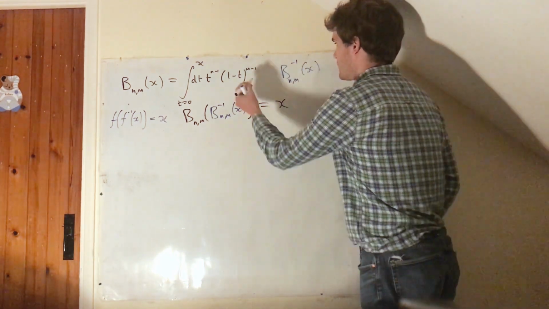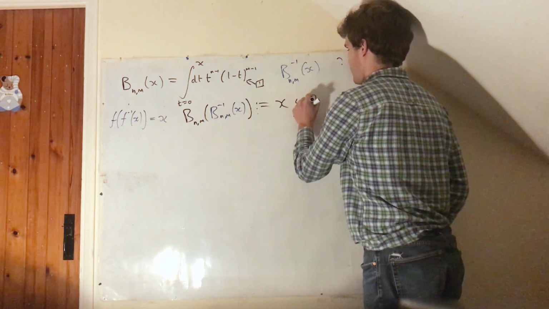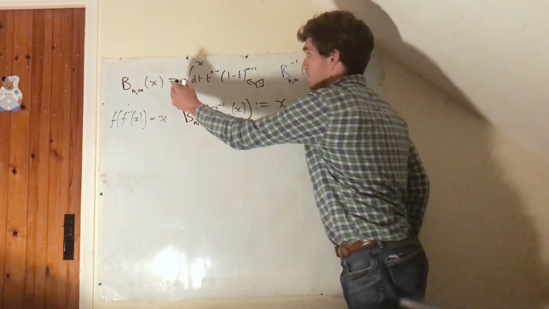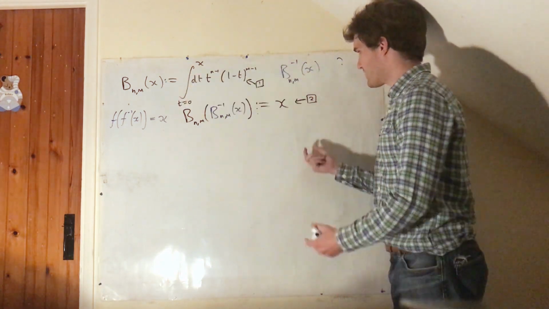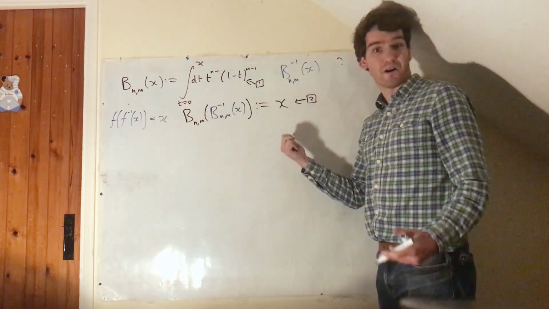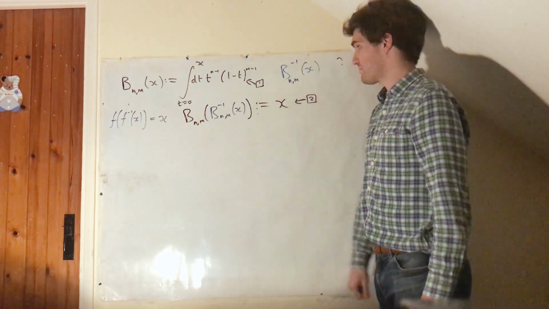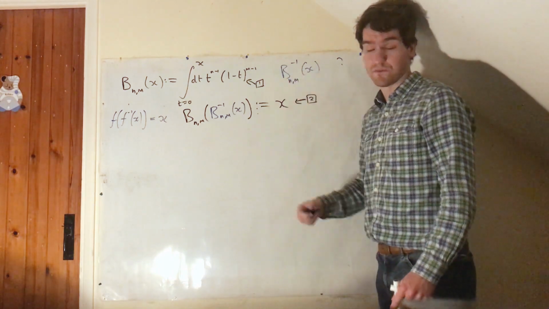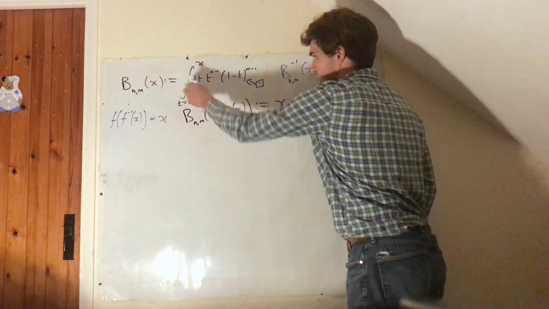Okay, and I'm going to call this equation 1, and I'm going to call this one equation 2. So equation 1 is the defining formula for our incomplete beta function, and equation 2 is our defining formula for our inverse incomplete beta function. And now we want to actually find out a formula for what this is. So let's go ahead and stick this into there.